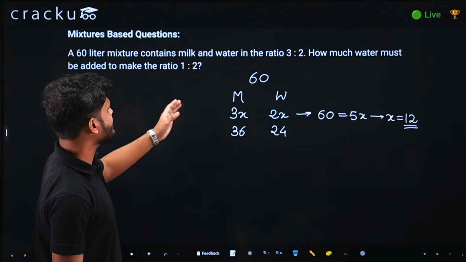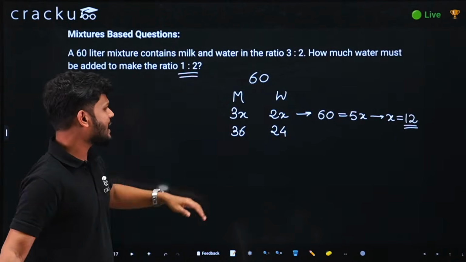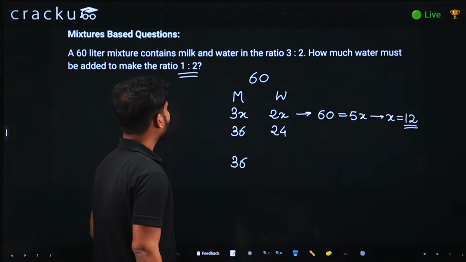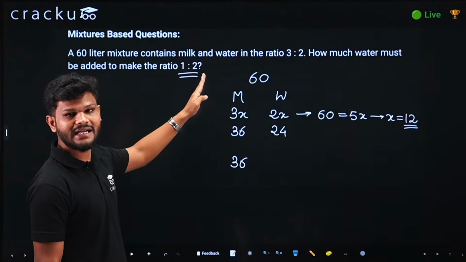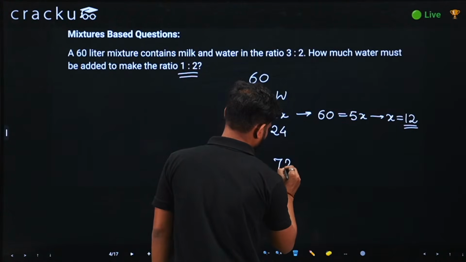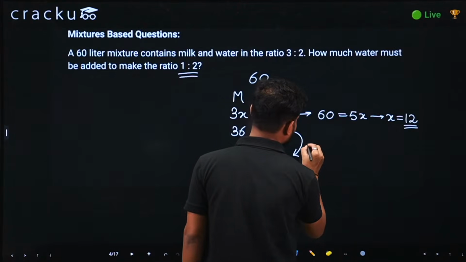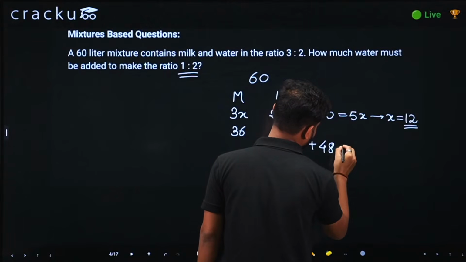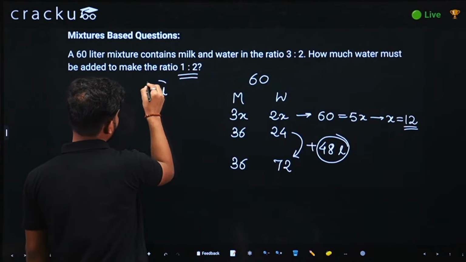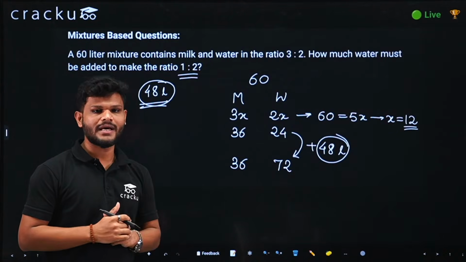Now you have to add some water to it such that the ratio becomes 1:2. Now you are just adding the water. So the quantity of milk will be 36 only. Now if the ratio is 1:2, what will it be? If milk is 36, water will be double of that. It will become 72. So you added some water to 24 liters and you made it 72. How much did you add? You added 48 liters. So this is the answer for this question, that you need to add 48 liters of water such that the ratio of milk and water becomes 1:2. This is how you can solve this question.